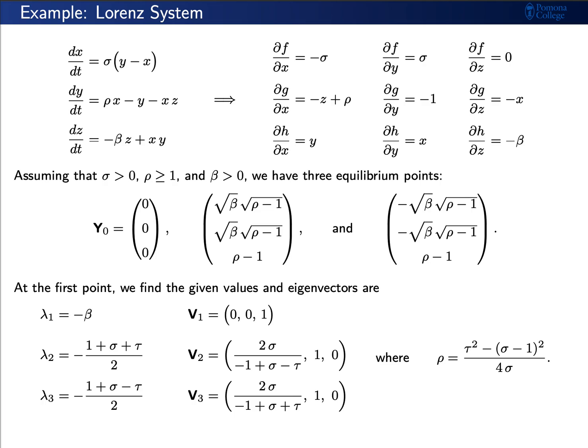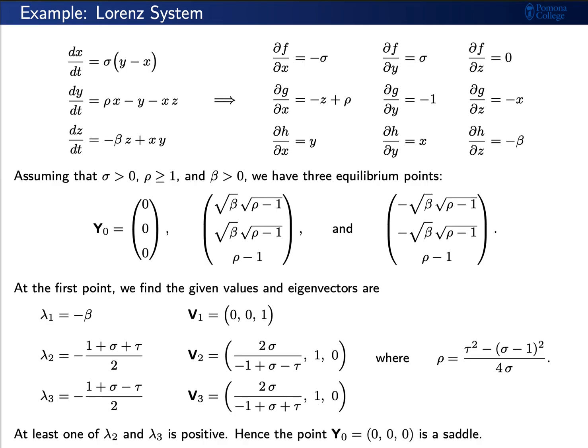We then find that lambda 1 has to be negative, and the way that we've chosen tau, at least one of lambda 2 and lambda 3 is positive. Just like before, one of the eigenvalues is negative, the other is positive, hence we see that the origin 0, 0, 0 must indeed be a saddle.